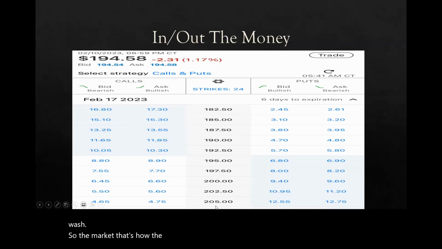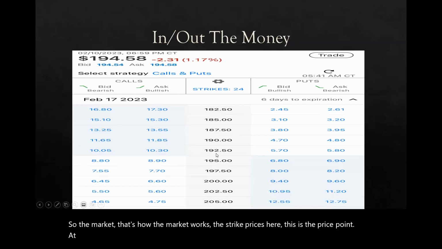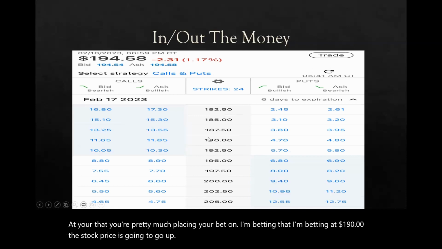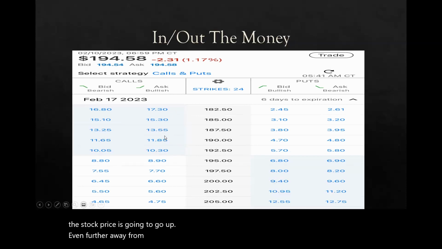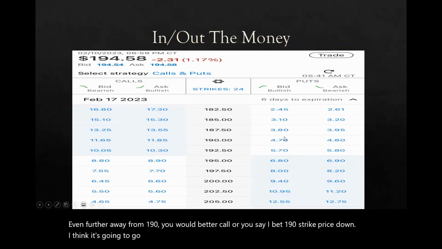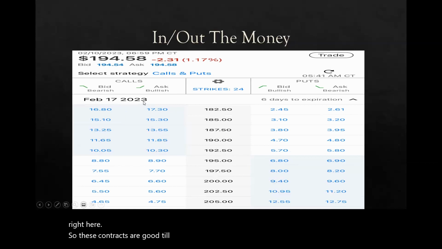The strike price is here. This is the price point that you're pretty much placing your bet on. I'm betting at $190 the stock price is going to go up even further away from 190. You would buy a call. Or you say, well, I bet the 190 strike price goes down. I think it's going to go down. You'll pay $470 for a put. And this is the expiration date right here. So these contracts are good to February 17th, 2023.